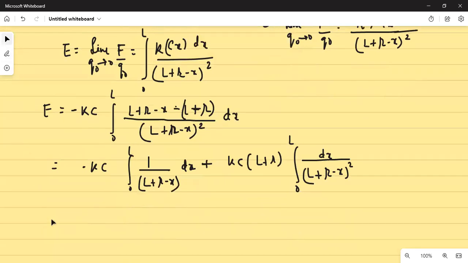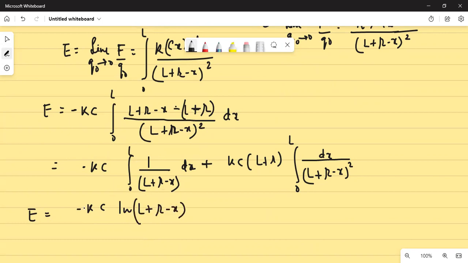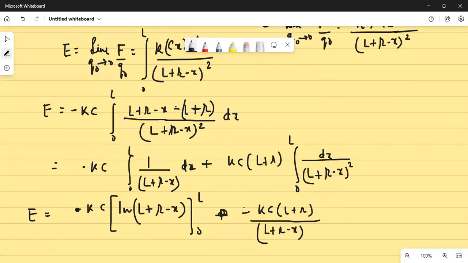And if I want to find the total electric field at my point P, it will be equal to minus Kc times the integral of this. This will be, I think, log of (L plus R minus x) divided by minus, so this will be plus, from 0 to L. And then this will be minus Kc (L plus R) upon (L plus R minus x), and then again minus, so this will again be plus, from 0 to L.